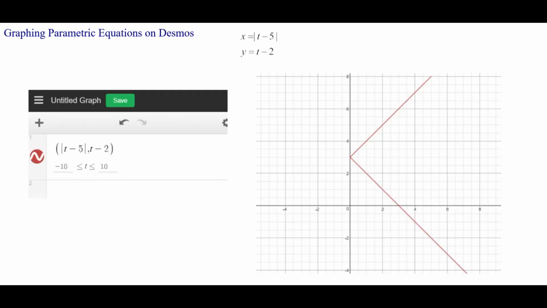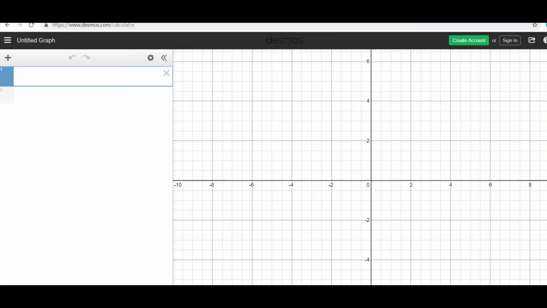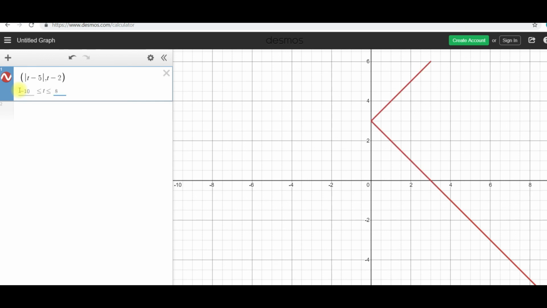Additionally, we want to look at graphing those parametric equations in Desmos, which really is essentially just typing in the point. So the graph we had was absolute value of T minus 5, and then Y was T minus 2. If we go to Desmos, what you want to do is type in the coordinate pair, so do parenthesis, and then absolute value T minus 5, and then T minus 2. We want to put in the range of values that we want to graph over, so -10 to 8, and then we can get our graph there.